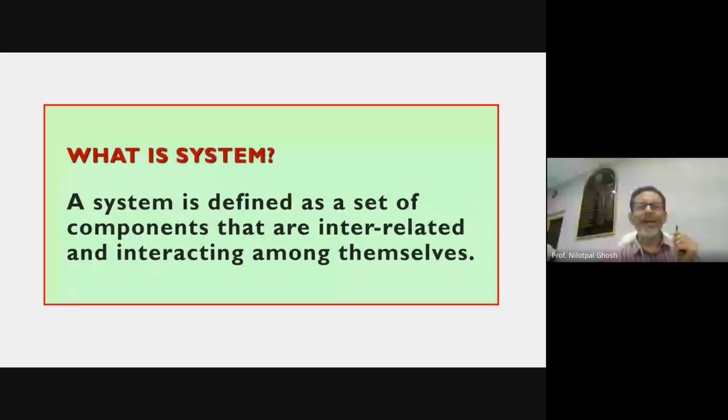And what is a system? It is defined as a set of components that are interrelated and interacting among themselves. Maybe the nervous system, maybe the digestive system, maybe the respiratory system in the human body. Like a system in the farm, a set of components interrelated and interacting among themselves is the system.